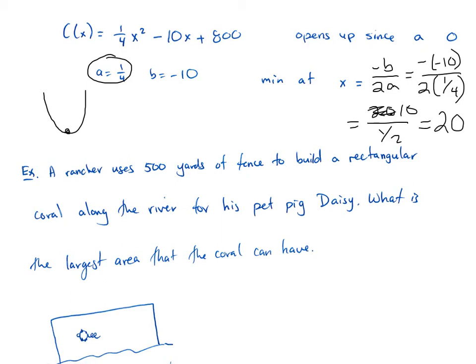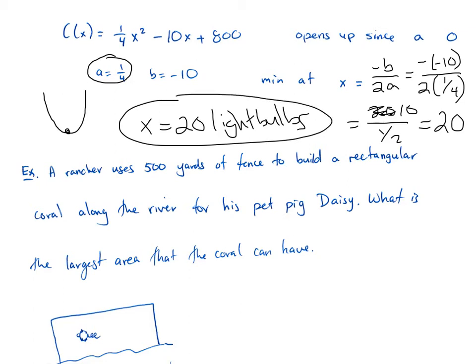Now we have to make sure that by using this formula we didn't miss anything. So if we go back and read the problem, it's asking us to find the number of light bulbs needed to minimize the cost. X is representing the number of light bulbs, so x equals 20 light bulbs is our answer. If instead this problem asks us to find what is the minimum cost, then we plug the 20 into our function to replace our x's with 20 and calculate what C of 20 would be. That would be the cost.